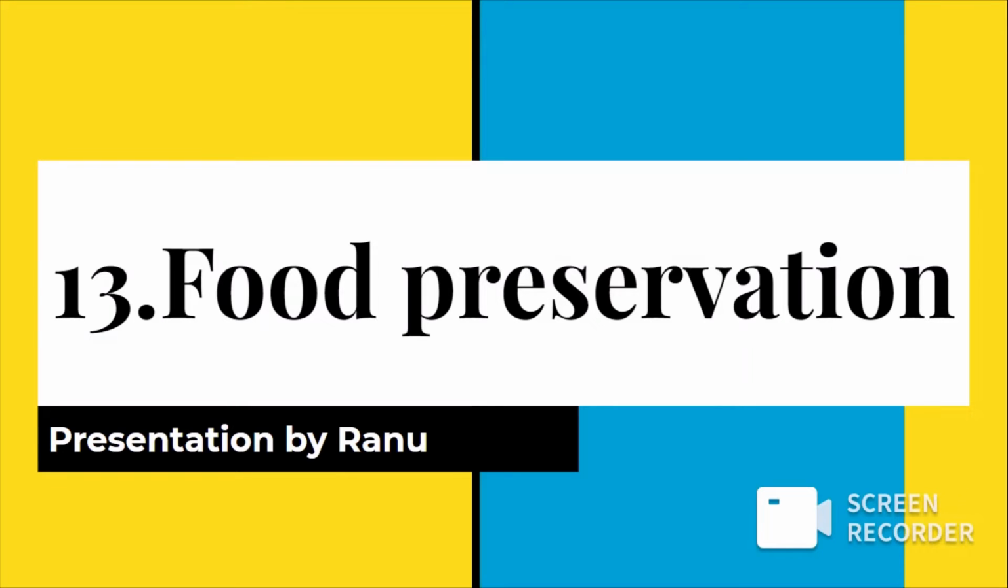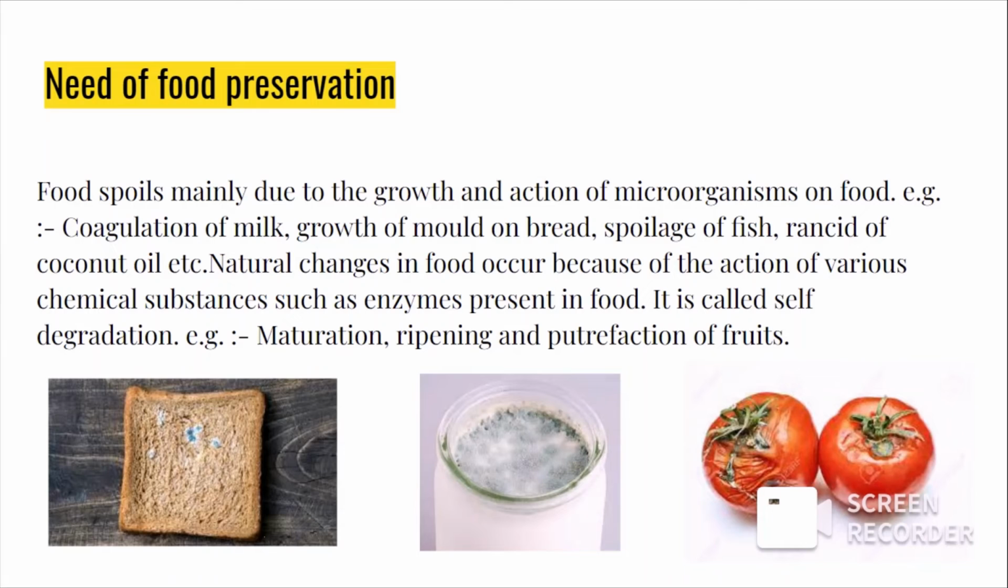Okay, food preservation. Let's start from page number 80. So 80, not 18, okay? Right. So food spoils mainly due to the growth and action of the microorganisms on food.